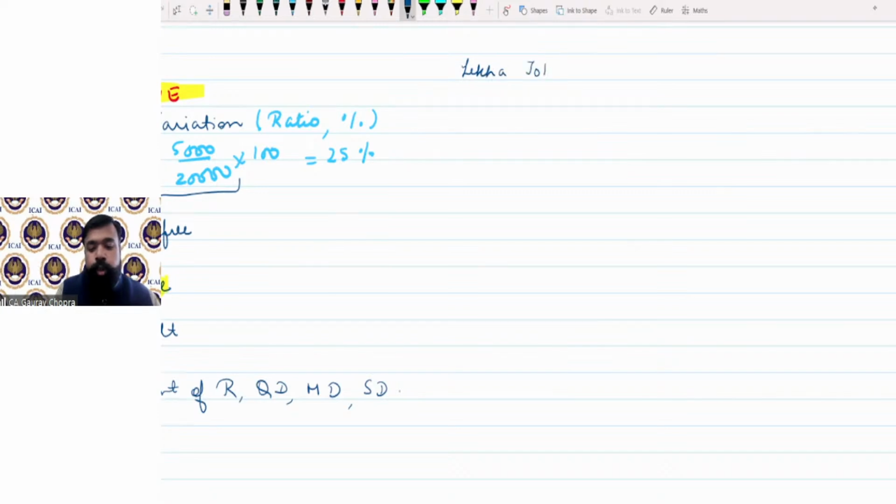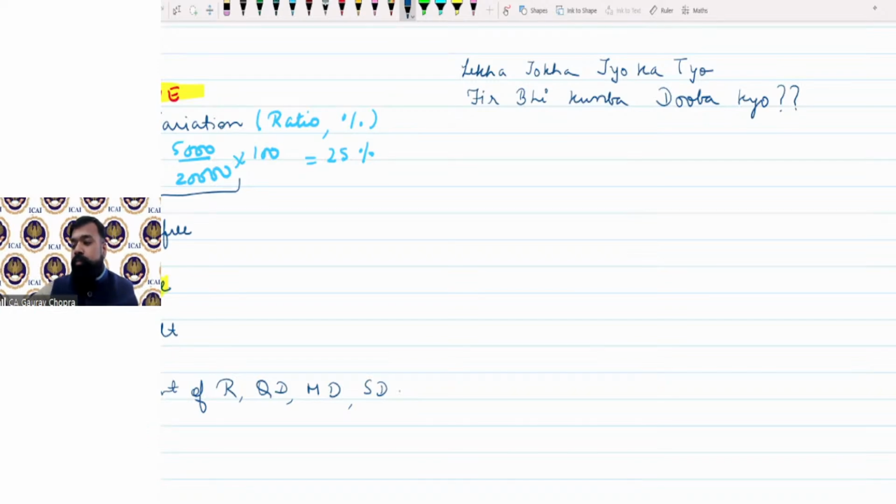लेखा जोखा ज्यों का त्यों फिर भी कुनबा डूबा क्यों. Okay. So this is the same. लेखा जोखा ज्यों का त्यों फिर भी कुनबा डूबा क्यों. Now, what is the meaning of this statement? Now, in many books, this saying is written for this chapter.